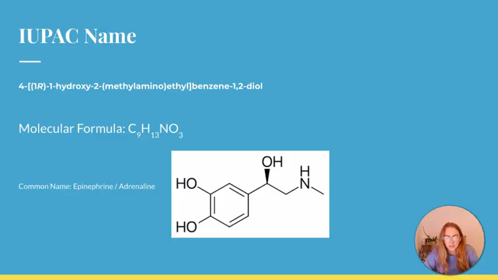The IUPAC name for epinephrine is 4-[1-hydroxy-2-(methylamino)ethyl]benzene-1,2-diol. It has a molecular formula of C9H13NO3. The common name for this molecule is epinephrine, or it is sometimes referred to as adrenaline. Here I also have an image of the molecule itself, and going forward, I'm going to be referring to the molecule as epinephrine.